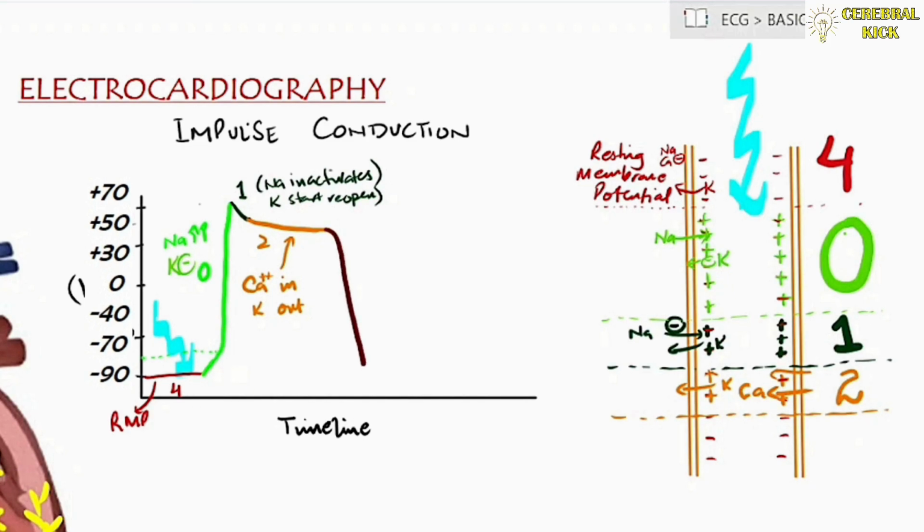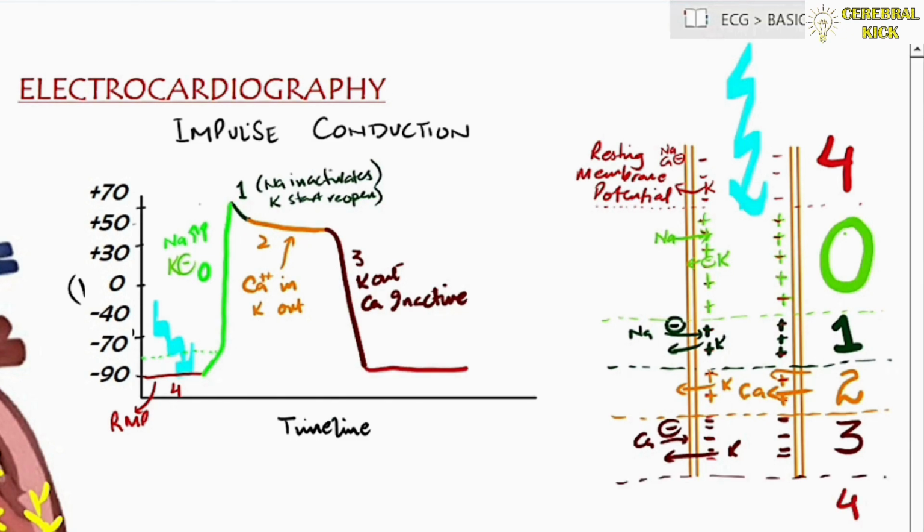Now once the calcium channels are inactivated as well, there is unopposed potassium efflux from the cell to the extracellular site, right? As a result of which the membrane potential goes back into negative, reaching -90, which is the resting membrane potential.